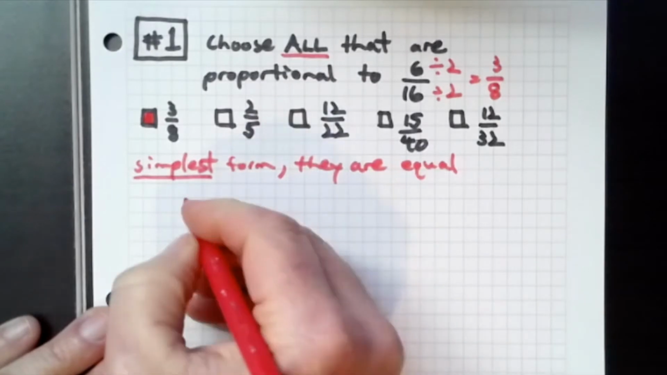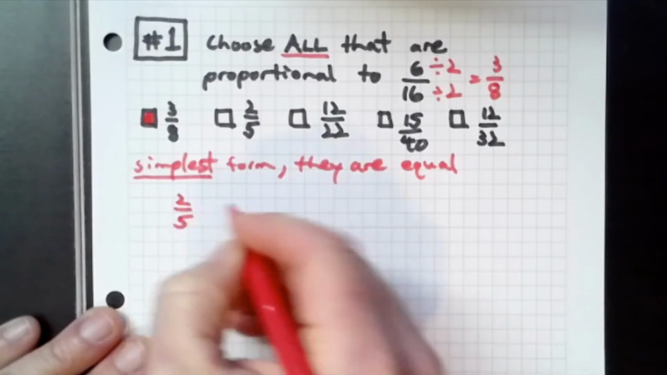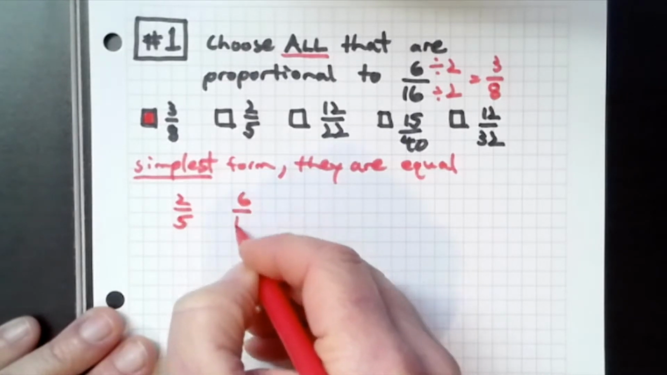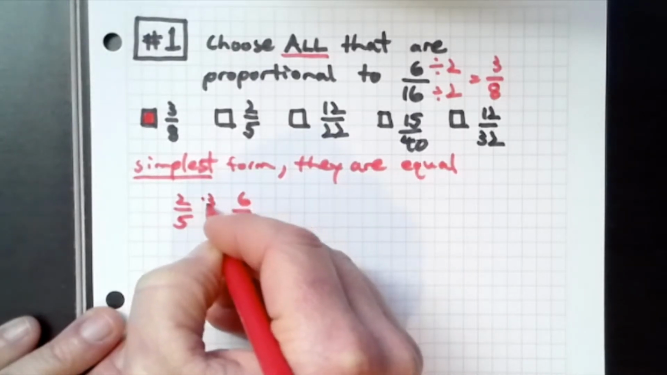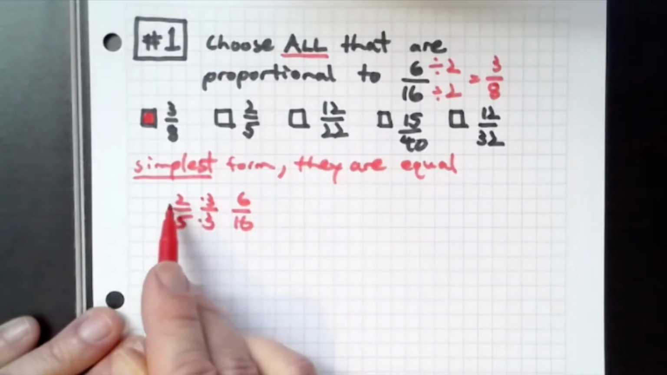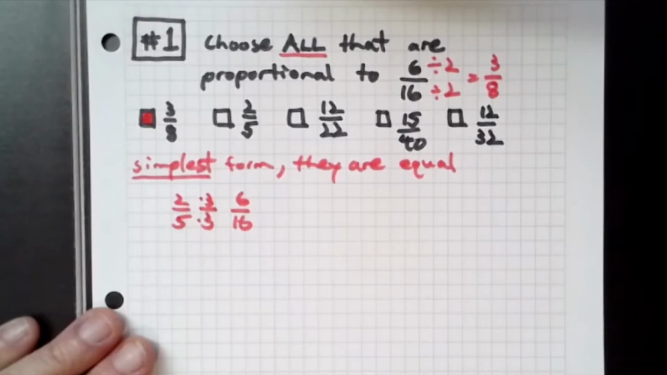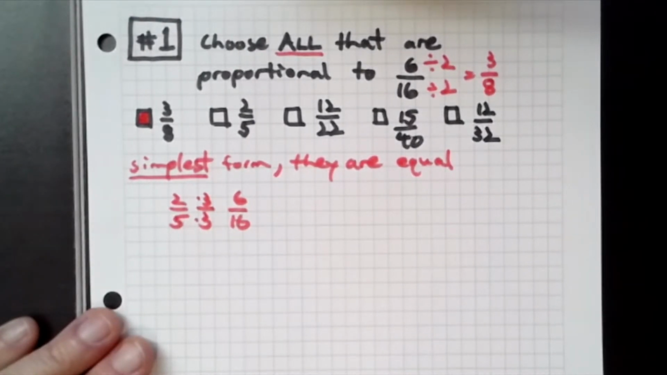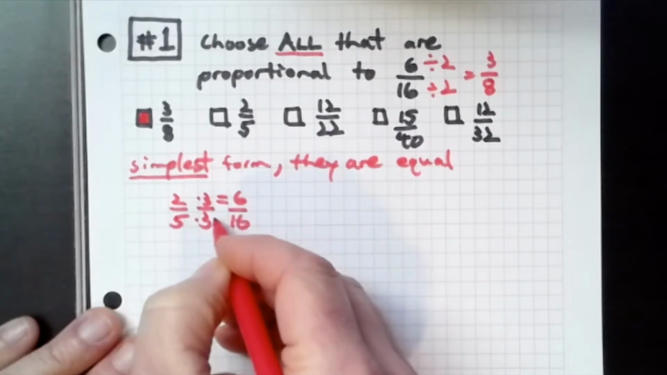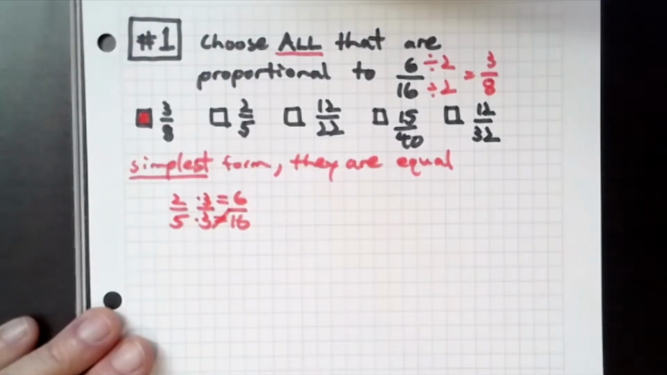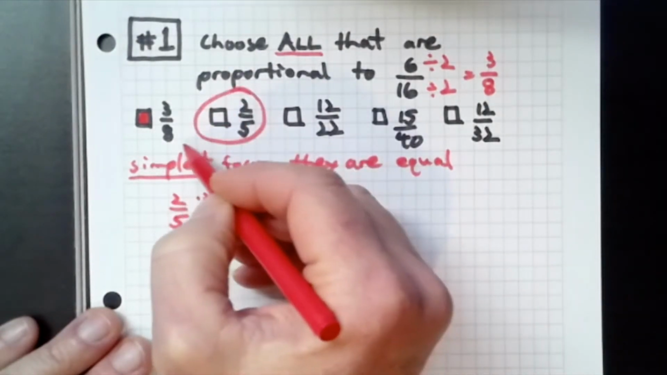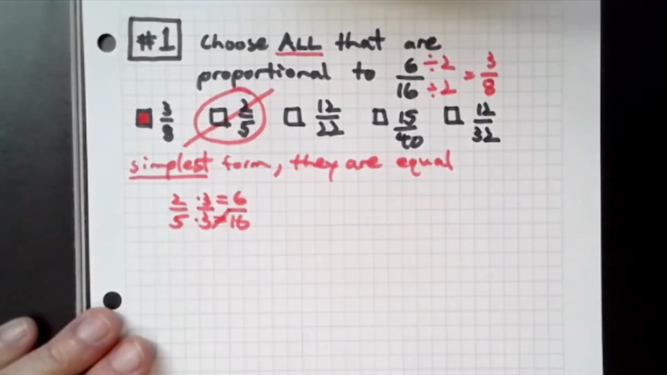2/5, what happens? We're going to check it. 2/5 to get to 6, we would go 2 times 3, but if we go 5 times 3, remember, if we're going to have factors to get equivalent fractions, the factors need to be equal. And in this case, 2 times 3 equals 6, but 5 times 3 does not equal 16, so 2/5 is not proportional to 6/16.